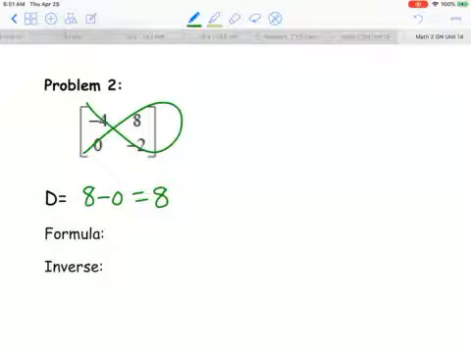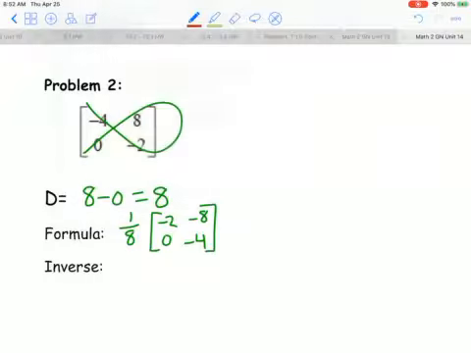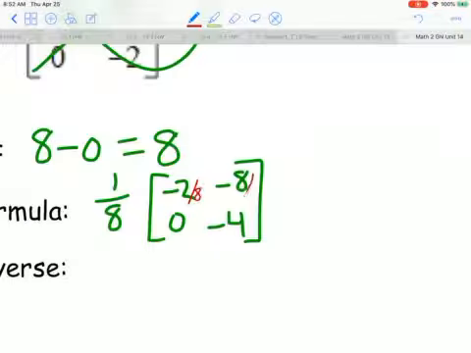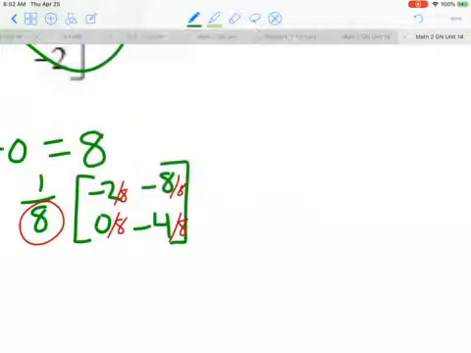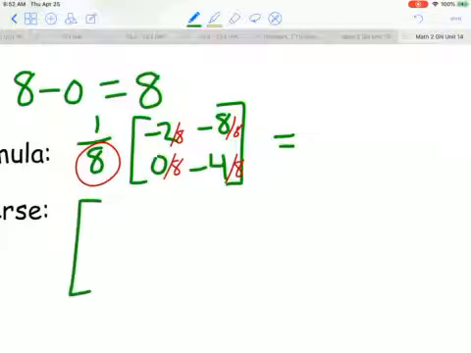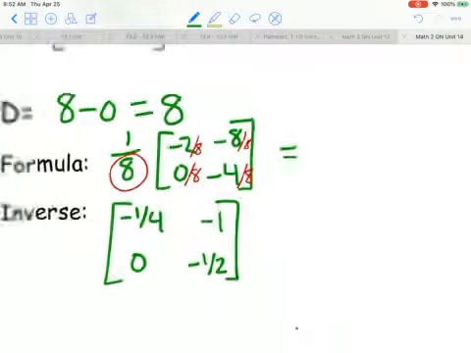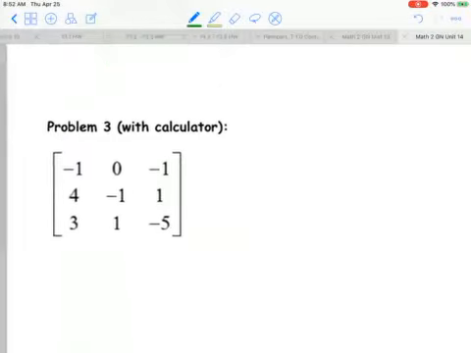Okay, so the formula is 1 over D. These switch spots. 8 gets a negative, and 0 gets a negative, which doesn't change. And then we divide each of these by 8. That number right here. So we get, I'll just write it right here, -1/4, -1, 0, and -1/2. And that's your inverse.